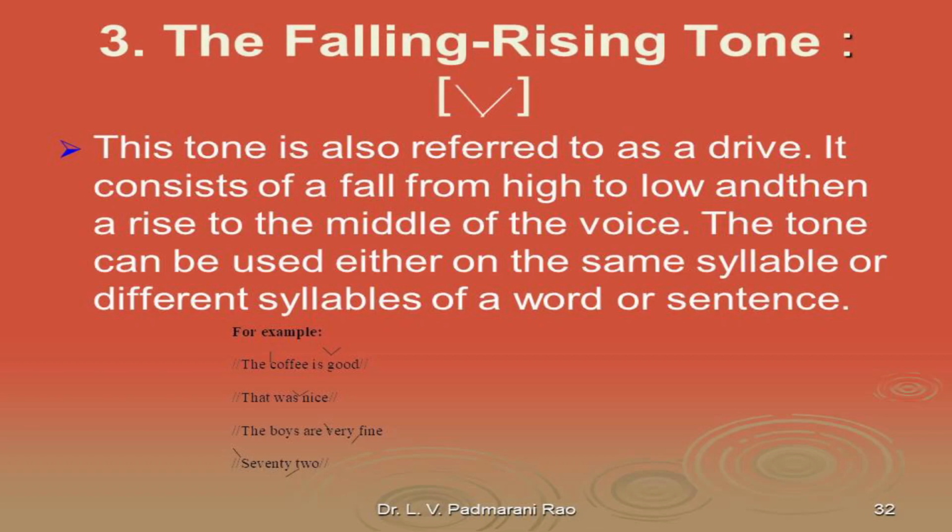Now marking the stressed syllables is the second step. The, being an article, is not stressed. Coffee, being a noun, is stressed. Is, a helping verb, is not stressed. And good is an adjective that is to be stressed. So we have marked the stressed syllable.